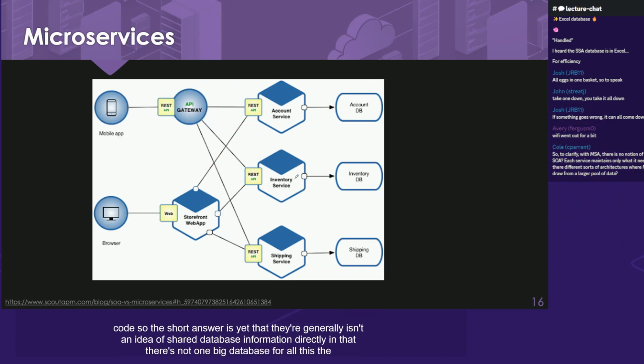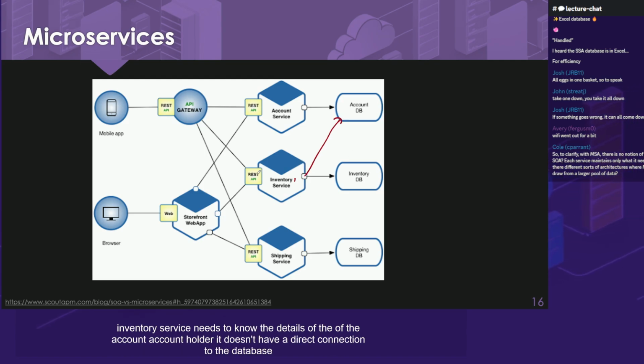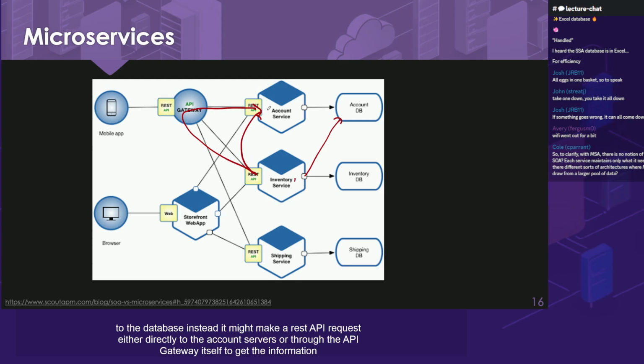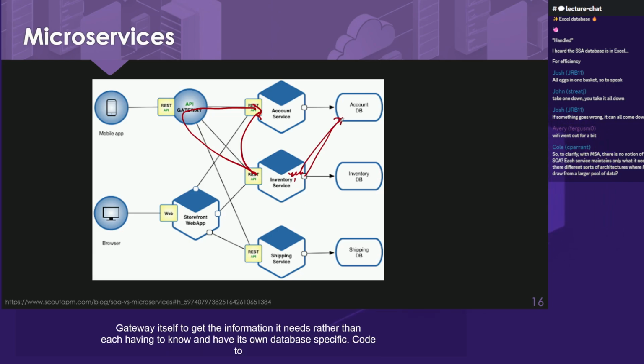Say the inventory service needs to know the details of the account holder. It doesn't have a direct connection to the database. Instead, it might make a REST API request either directly to the account service or through the API gateway itself to get the information it needs, rather than it having to know and have its own database specific code to communicate with the database. Right?